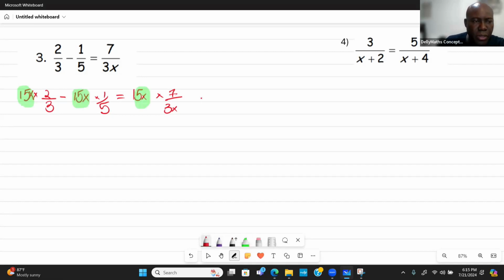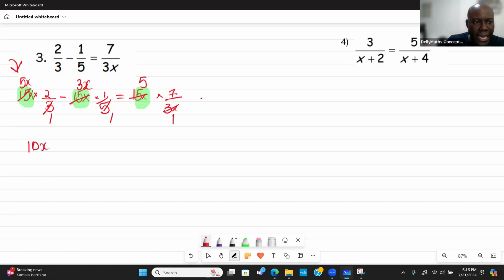So let us cancel. 3 into itself is 1, 3 into the 15, so I'm left with 5x here. 5 into itself is 1, 5 into 15 is 3, so that is 3x here. 3x into itself is 1, but 3x into 15x is going to leave us with 5. So we don't have any x leaving there, it cancels fully. So basically, let us just break this down. 5x times 2, that's going to give me 10x.